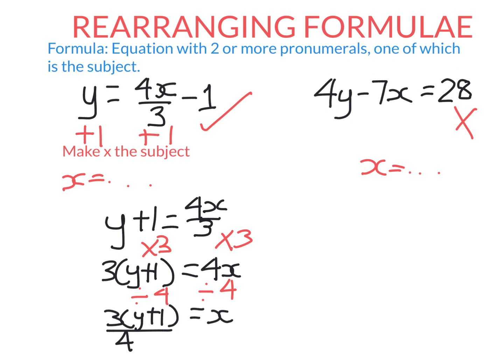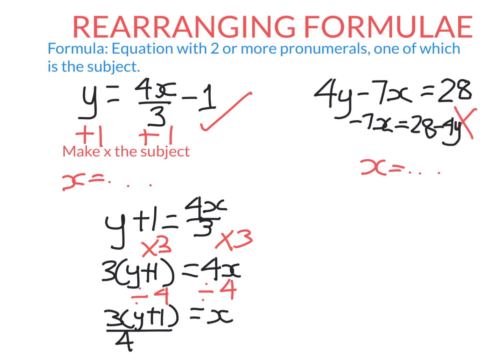So let's try that here. Let's get x by itself. So first thing we're going to do if I want x by itself, we're going to get rid of this 4y. So it's a positive 4y. We can just subtract it from both sides. So we will get negative 7x equals 28 minus 4y.